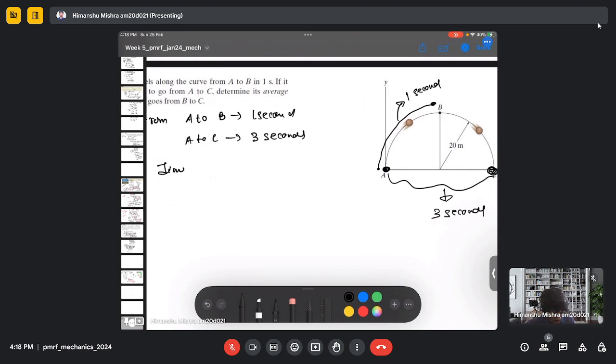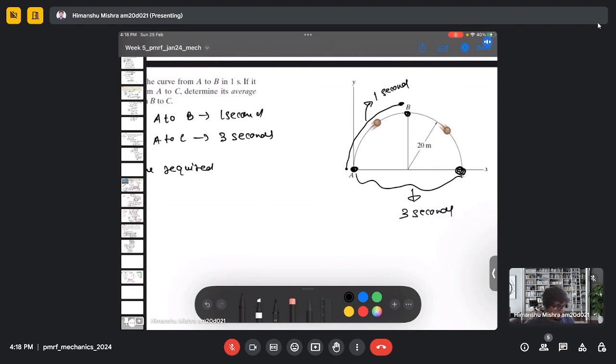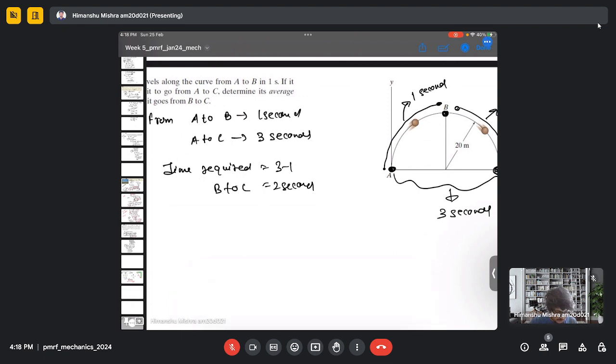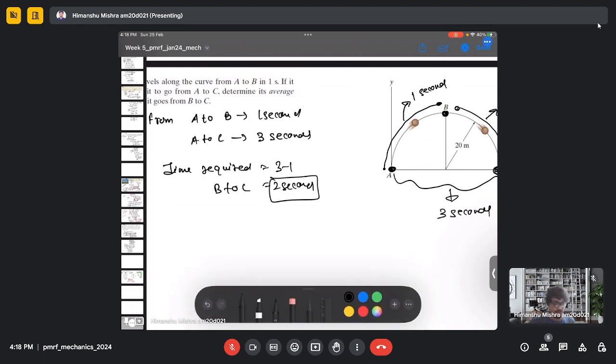Then the time required from B to C will be 3 minus 1, 2 seconds. So from B to C, it will be taking 2 seconds. Because overall the particle will take 3 seconds, and from A to B it will take 1 second, which means that the remaining time will be consumed by traveling from B to point C. So from B to C, the particle will take around 2 seconds.